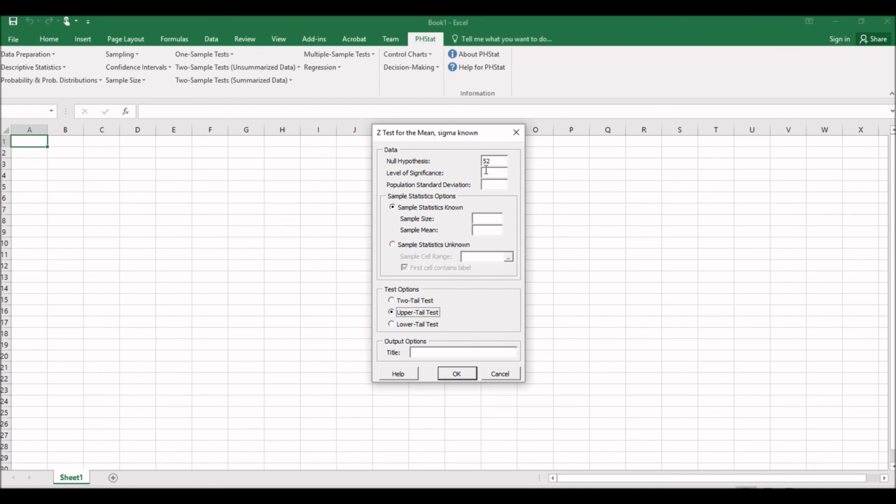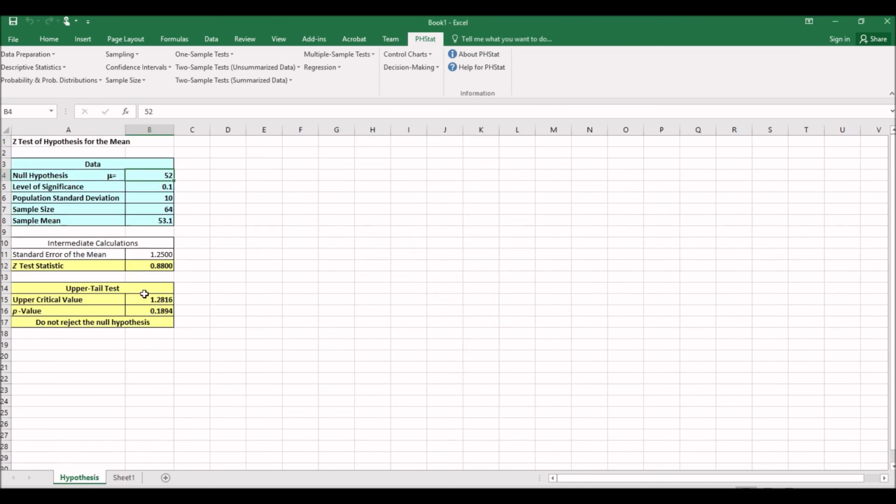Okay, level of significance 0.1. Population standard deviation 10. Sample size, we have 64. Sample mean, we have 53.1. And we click OK. We obtain the result.